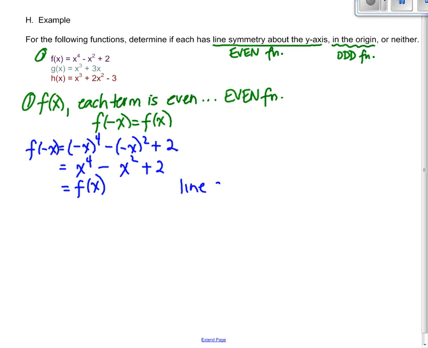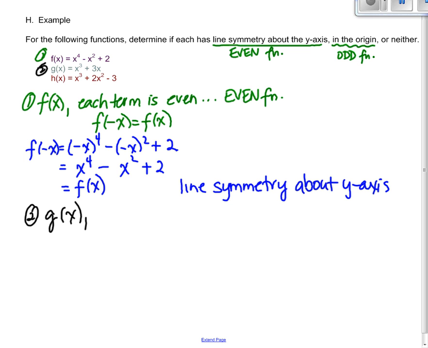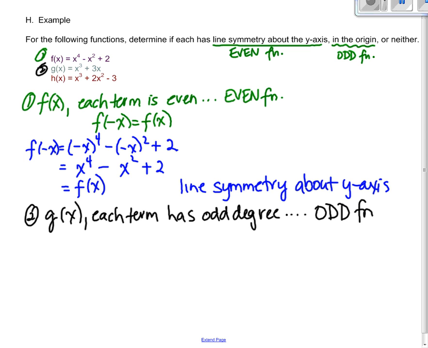It will have line symmetry, just like we put a mirror about the y-axis. G of x. Each term is odd. We would assume it would be an odd function, because my example showed ones just like that.